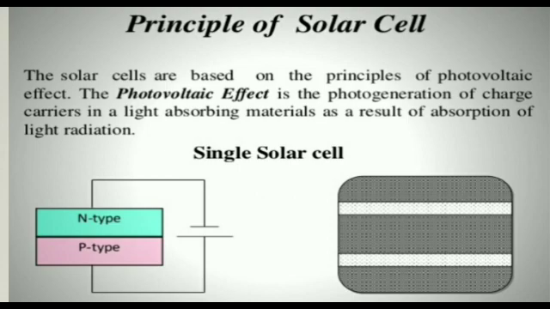See, this is a simple solar cell, n type and p type. The n type material is connected to the negative terminal of the battery, and the p type is connected to the positive terminal of the battery, right? So n type, p type. This is the simple solar cell. So what is the principle of this solar cell? Photovoltaic effect. Okay, students.